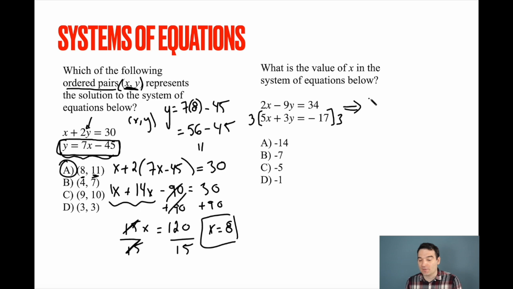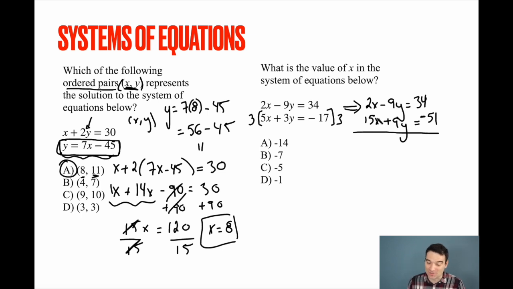I'm going to carry it over here. So I'm going to rewrite both equations over here. 2x minus 9y equals 34 on the top. And here, when I distribute it in, I get 15x plus 9y equals, what is that? Negative 17 times 3 is negative 51. Okay.